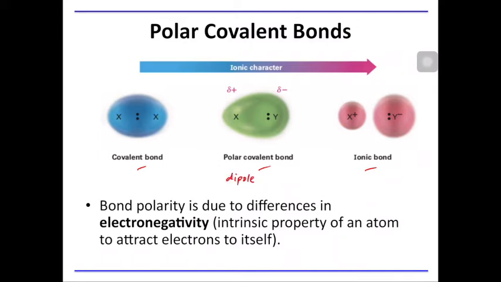Dipole means two poles. One pole has a partially positive charge, and the other pole has a partially negative charge. There are three determinants of bond polarity. First one is the electronegativity difference of the participating atoms. Electronegativity is the intrinsic property of an atom to attract electrons to itself in a bond.